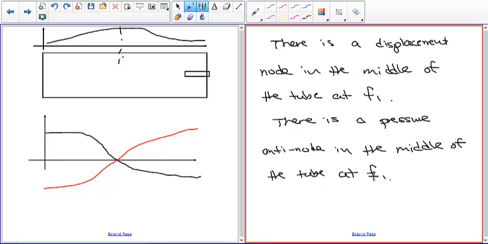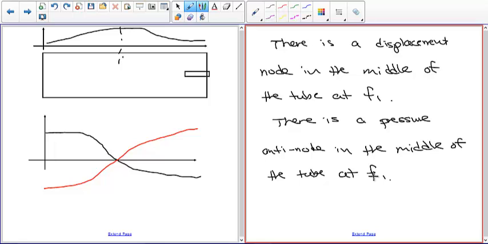And then on the other end of the tube, you have the displacement at maximum, but because the molecules aren't getting closer or further apart, there's no pressure. So that's the explanation. That's pretty cool.